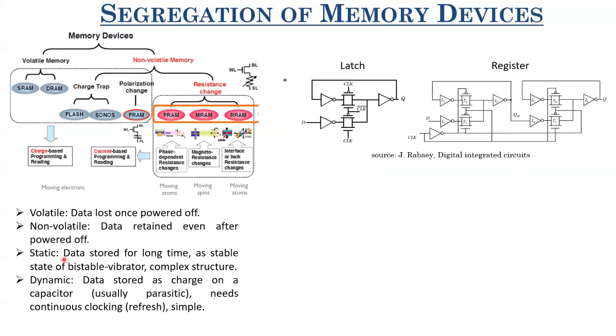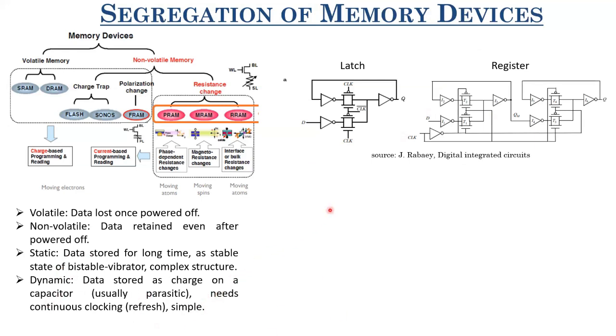Why are both static and dynamic required? Static memories are efficient in applications where data is to be stored for a long time. Dynamic memories are important when your data is continuously changing with the clock, changing at every clock or frequently, right? And since you are storing it on a capacitor, which is usually parasitic, the structure is simple. The dynamic latch structure is very simple.